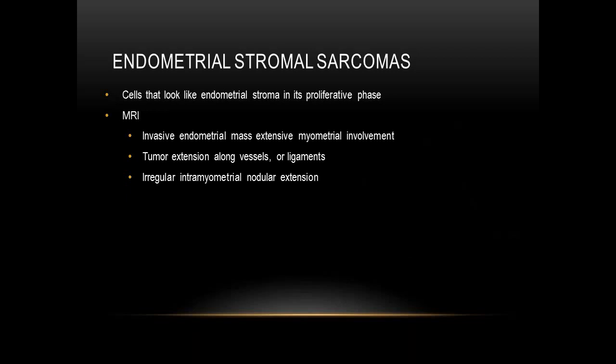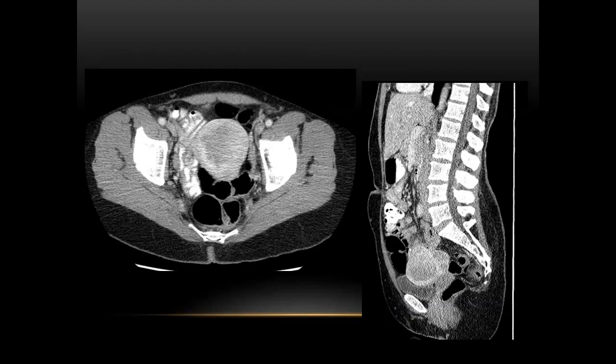Endometrial stromal sarcomas are very, very rare tumors. The cells look like that of endometrial stroma in its proliferative phase. The MRI demonstrates an invasive endometrial mass extending into the myometrium. The tumor extension can go along vessels or ligaments. It's irregular and has intramyometrial nodular extension.